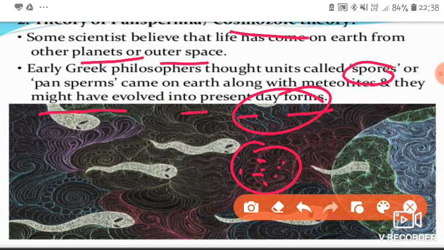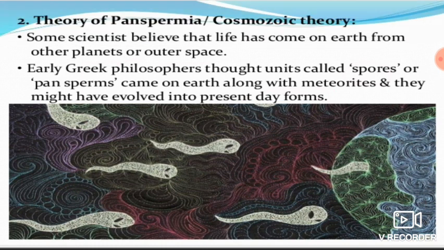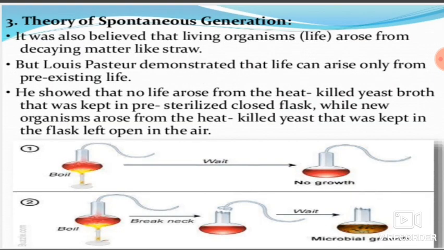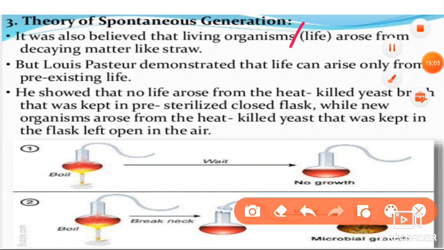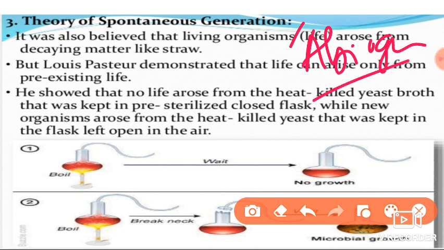Okay, going to the next one, the third one, that is the theory of spontaneous generation, or the theory of abiogenesis. Please remember this one. What it says here is that life originated, or living organisms arose, from decaying matter like straw, mud, stone, and many other decaying matter. This is the statement of spontaneous generation.